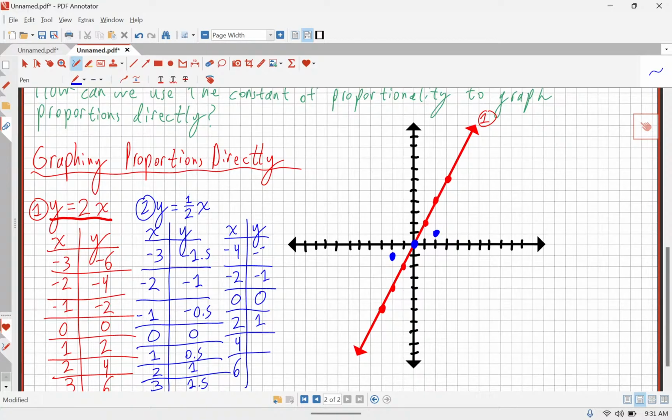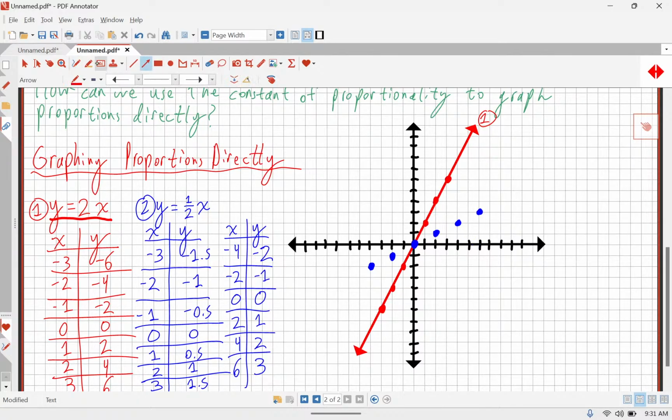This next one is 1/2 times x. So what's 1/2 times -4? -2. And then a half times 4? 2. And what half times 6? Very good. So we have a few more points we could put down there. And there we go.